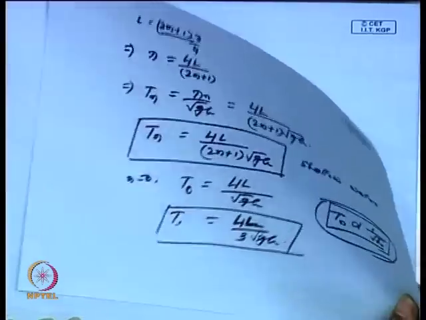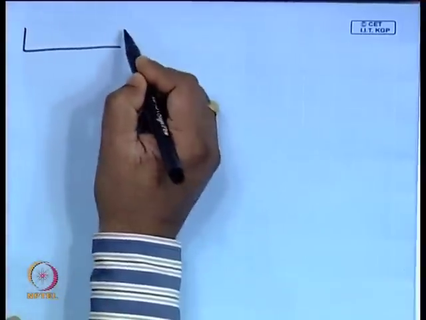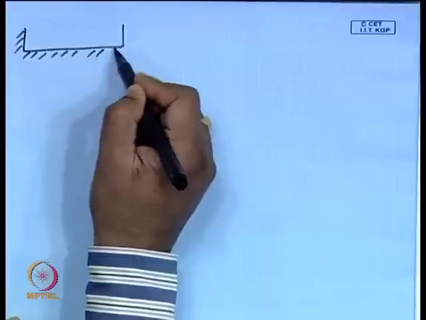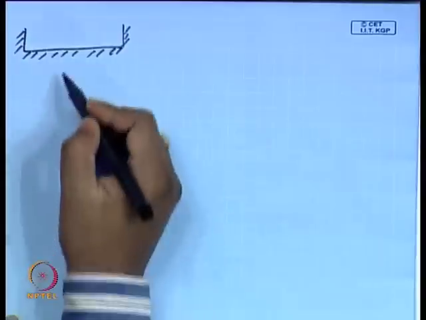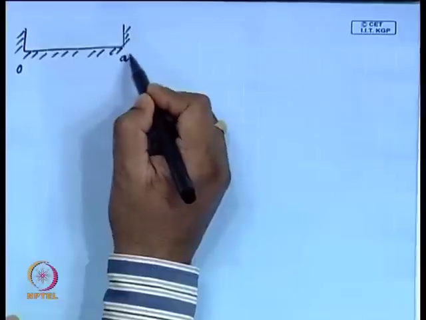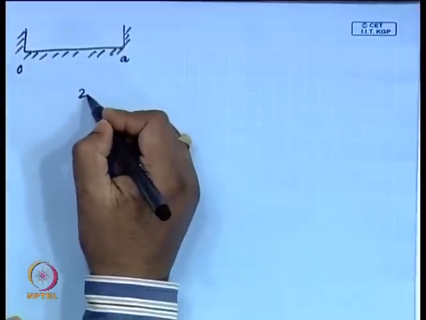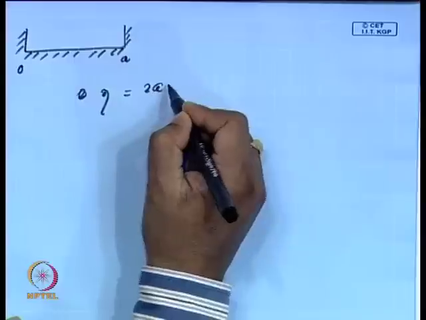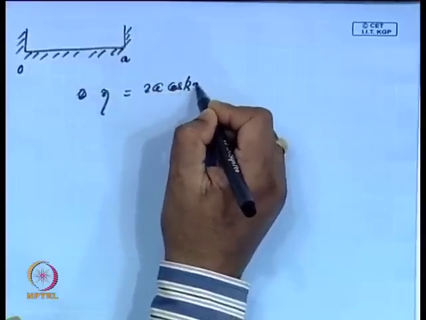Now, with this background, we will see what happens in case of a basin. In case of a basin, again I will consider the same case. Let us take a basin of length L. Suppose this is 0, this is A, the length of the basin is A. If I again call it eta, because standing waves will be formed, then eta is equal to 2A cos kx cos omega t.